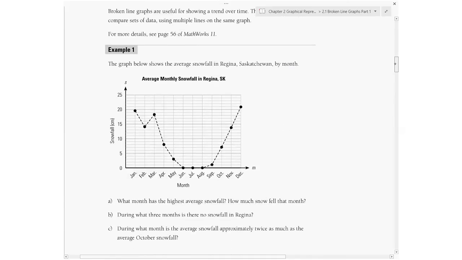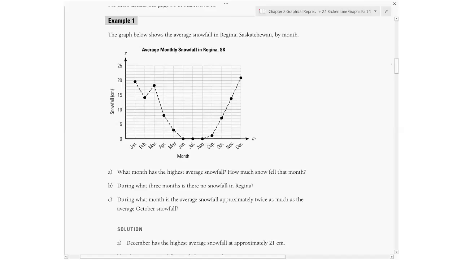So here we have the average snowfall in Regina, Saskatchewan by the month. In January they had, it looks like, almost 20 centimeters. In February they had less, so around 14. March it was up again. April dropped way down. May, June, July, August there was no snow, not a big surprise. September there was 1 centimeter, a little more in October, more in November, December. Anyone who's lived in the prairies for a while is not surprised by this graph.